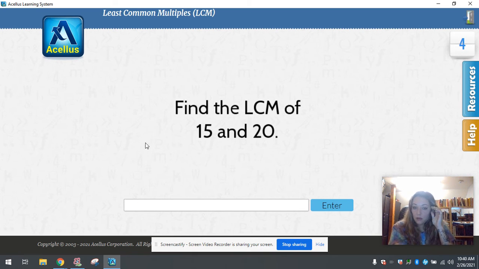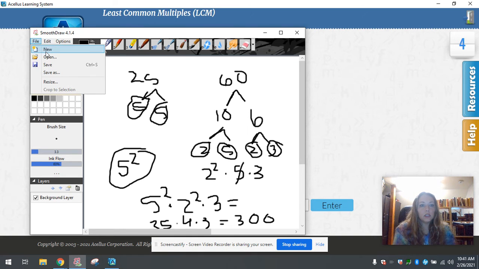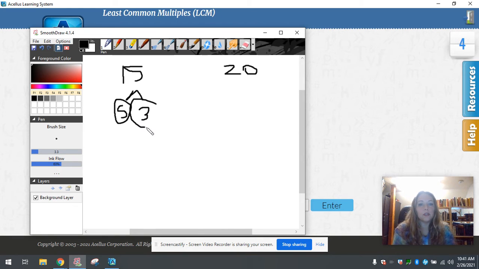Okay, 15 and 20. Let's go ahead and do factor trees, just for a little bit more practice and demonstration. Okay, 15 ends in 5, so I'll divide by 5. 15 divided by 5 is 3. 5 and 3 are primes. I circle them.